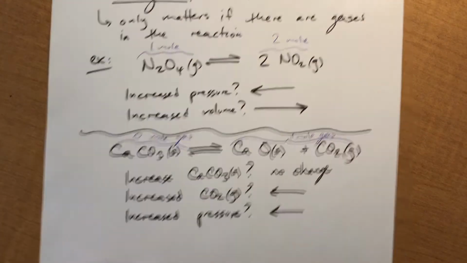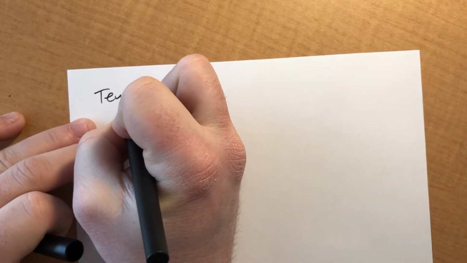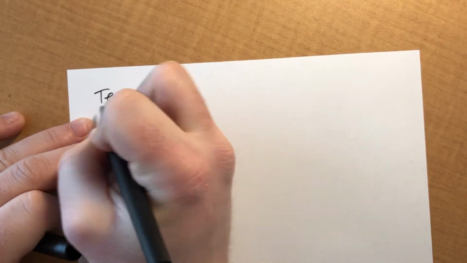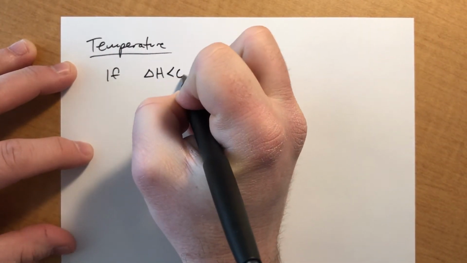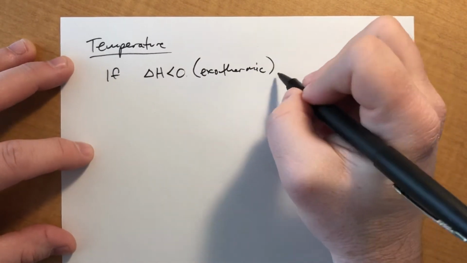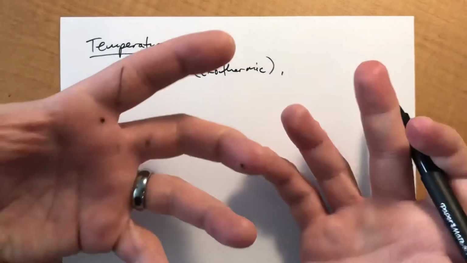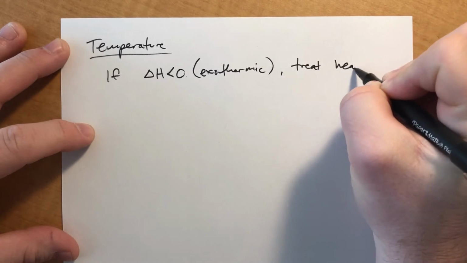All right, let's talk about temperature. Get done with this. Okay. Temperature, the easiest way to think through it is to literally think of it as a reactant or a product. So, if delta H is negative, basically the reaction is exothermic. It heats up as it goes. Essentially what that means is it's producing heat. We can visualize heat as a product. So we can just treat it as a product.